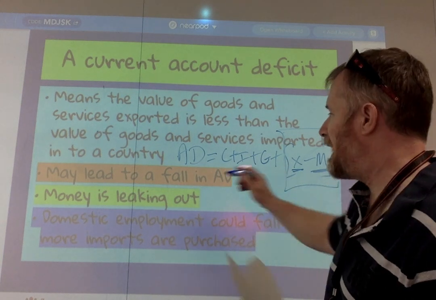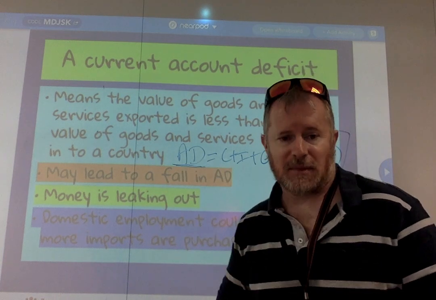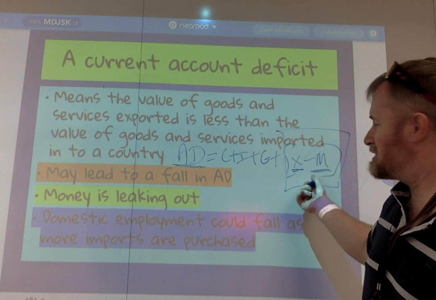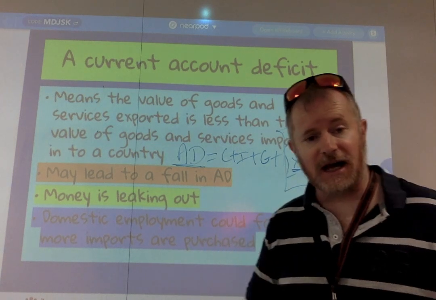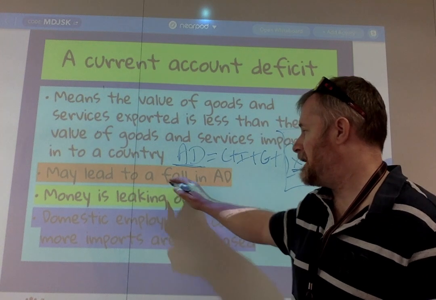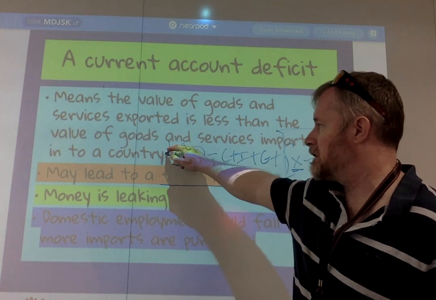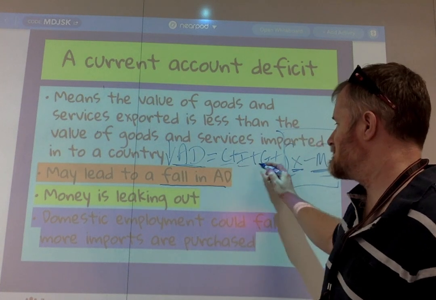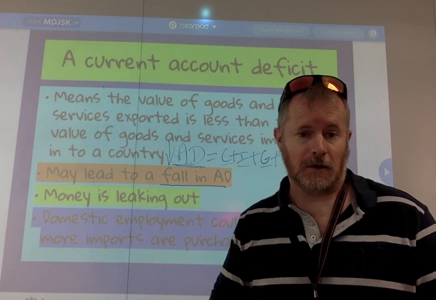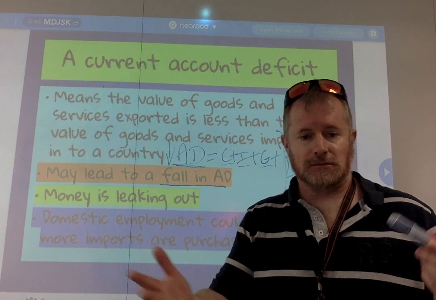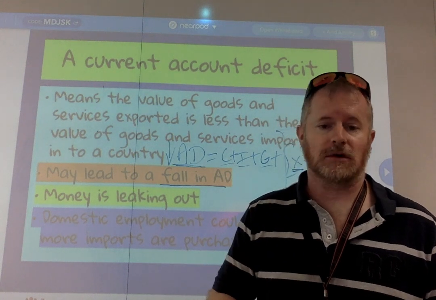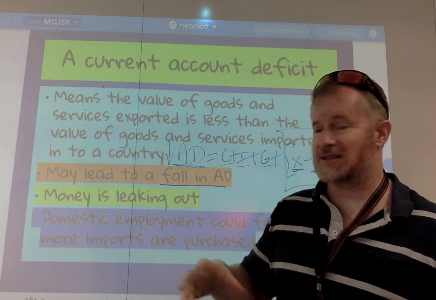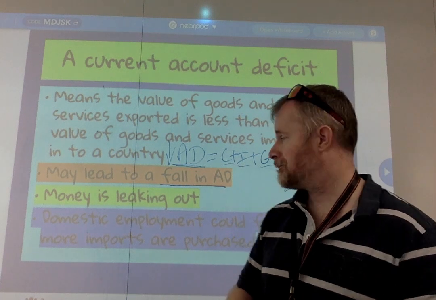It's part of aggregate demand. So if we have a deficit here, there's a chance that we're going to have a fall, a decrease in aggregate demand. A chance, because you've got to take these other things into account as well. All right? So we can't say definitely that it will lead to a decrease in aggregate demand. We can say there's a chance of that.